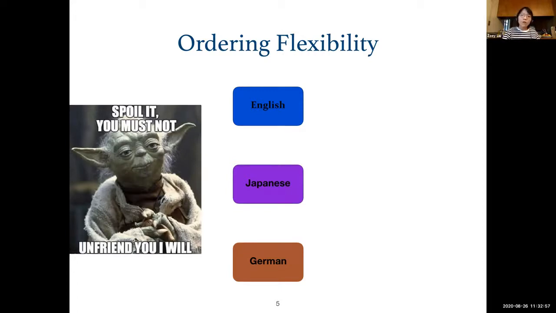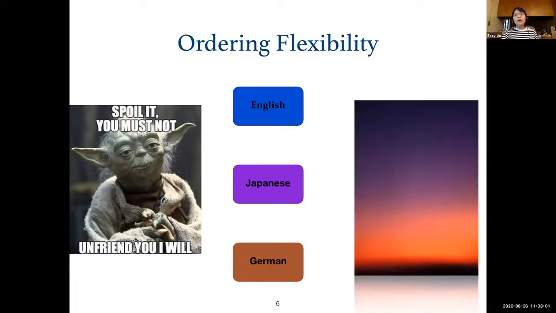And here I want to point out, which is also similar to the previous talk, that ordering flexibility should be treated as a gradient parameter and not necessarily only because it looks prettier. And also, whenever we are talking about ordering flexibility, we should keep in mind the particular syntactic constructions that we're investigating. And what do I mean by that?